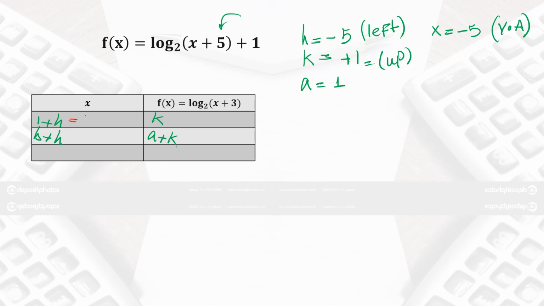1 plus h means 1, h means plus and minus 5, so it will be negative 4. k is positive 1. Here b is your base, that is 2. This is the base, this is the b. So 2 minus 5, so you will get negative 3. a is no number, means 1, and k is also 1. So 1 plus 1 is 2. Let's make the point coordinates here. That means negative 4 and 1, and the second coordinate is negative 3 and 2.